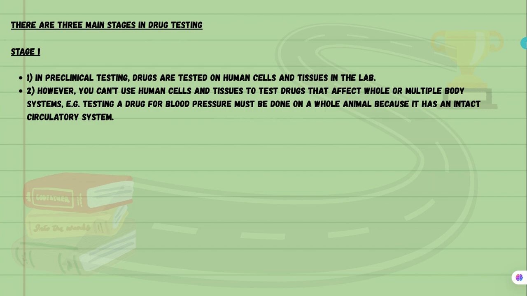There are three main stages in drug testing. Stage 1. In preclinical testing, drugs are tested on human cells and tissues in the lab. However, you can't use human cells and tissues to test drugs that affect whole or multiple body systems. For example, testing a drug for blood pressure must be done on a whole animal because it has an intact circulatory system.